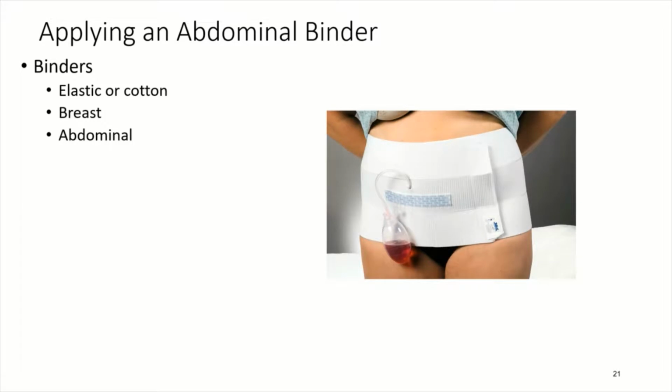Applying abdominal binders. They can be elastic or cotton, breast or abdominal binders. Binders are bandages made of large pieces of material specially designed to fit specific body parts. Breast binders are not often used in current practice. Sports bras are preferred for breast support after certain surgeries. An abdominal binder supports large abdominal incisions that are vulnerable to tension or stress when the patient moves or coughs. The binder also lessens pain in post-operative patients.